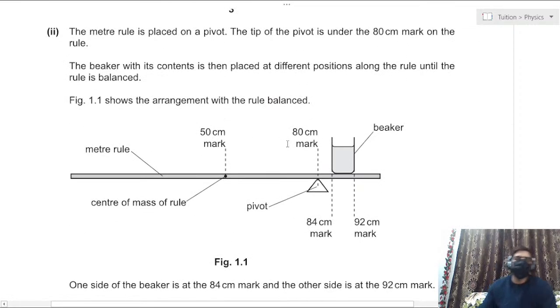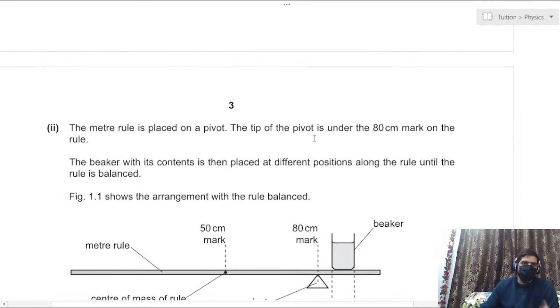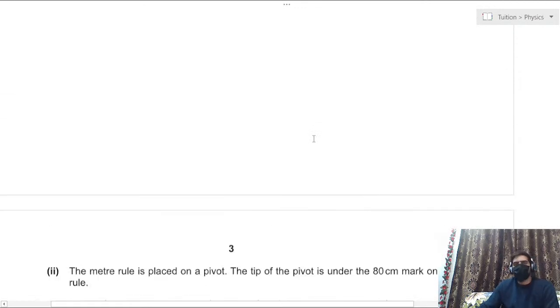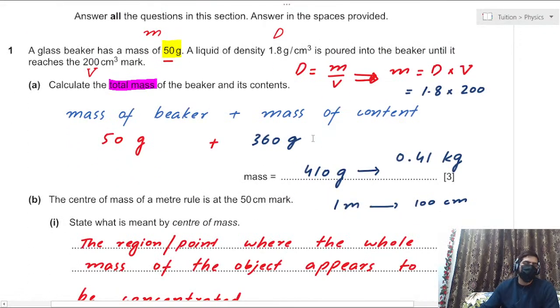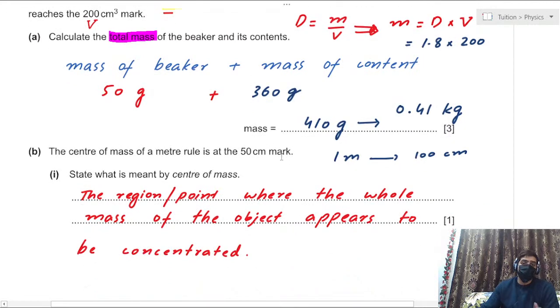All right, on to the next one, part two. The meter rule is placed on a pivot. The tip of the pivot is under the 80 centimeter mark on the rule. The beaker with its content is placed at the position. Whatever they have written, we can see it from the diagram as well, which explains everything. And by the way, the questions that I've chosen for today's lesson are the most recent questions. This question is from the 2021 October November session. So these are the most recent questions from the most recent past papers.